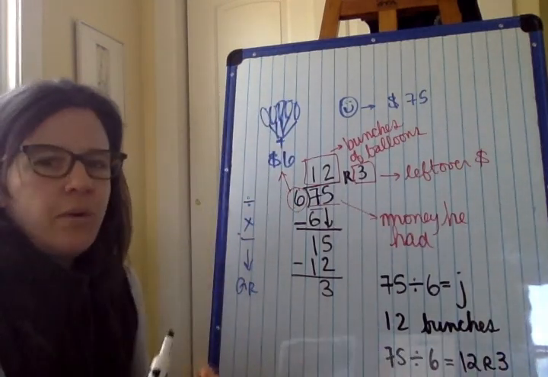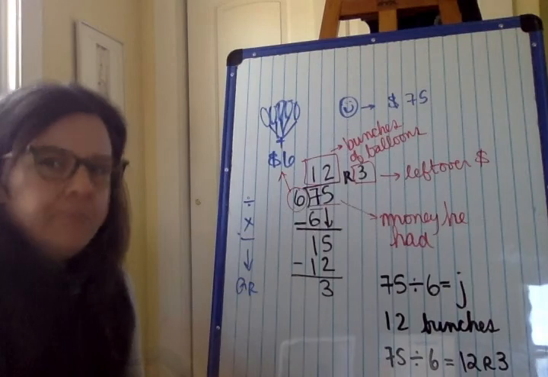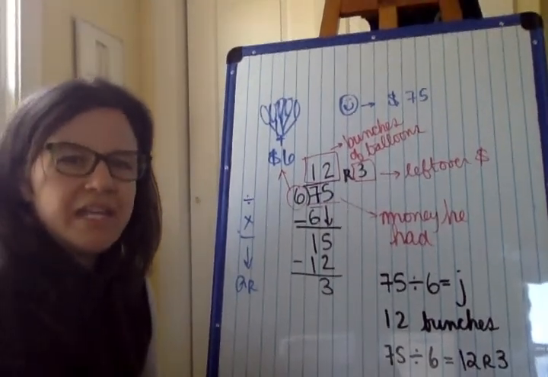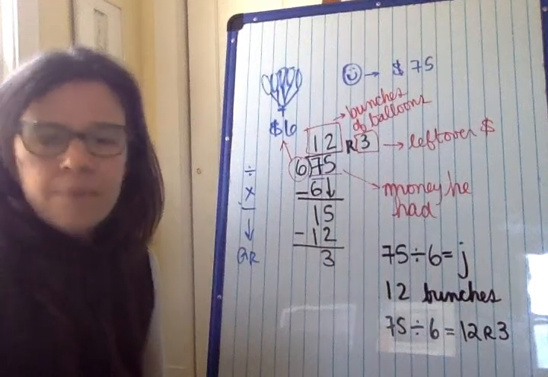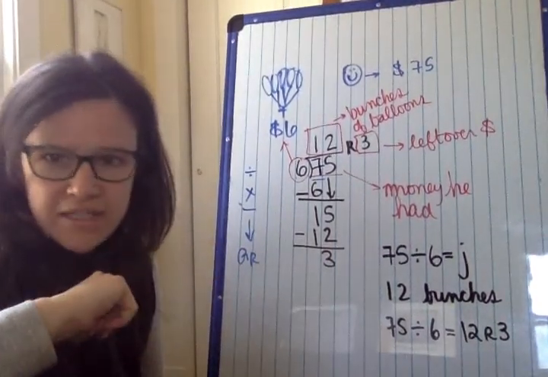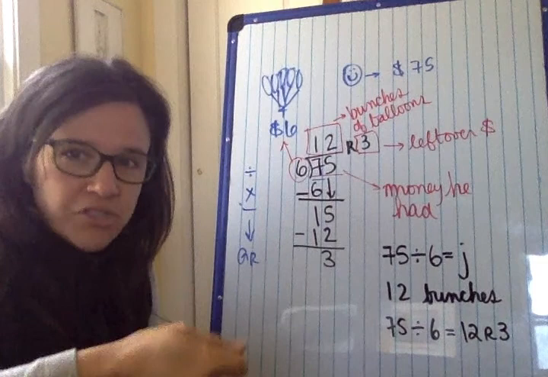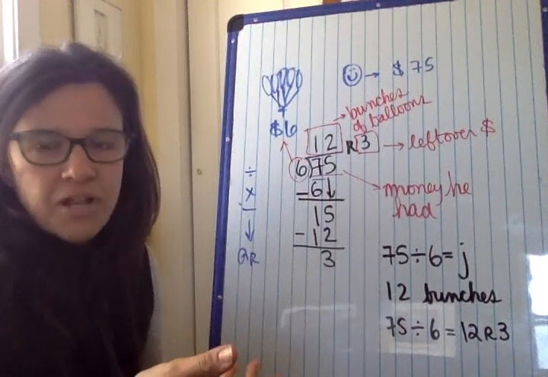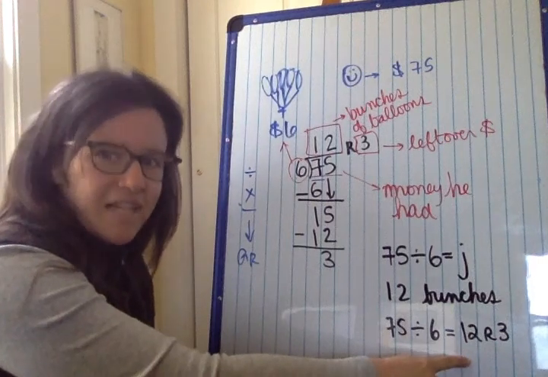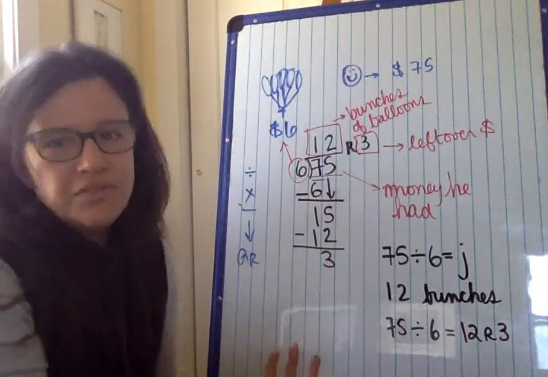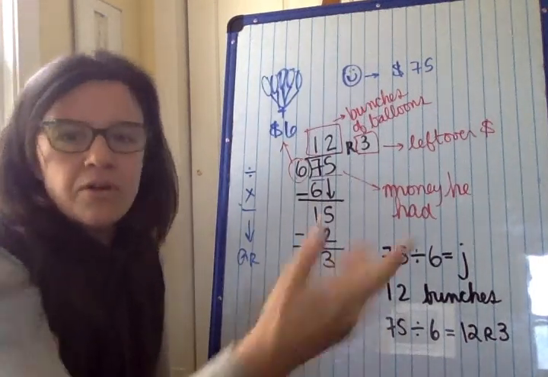But when it comes to what we're doing with that remainder, are we really paying attention to it? Do we need it? I mean, really, at the end of the day, we kind of ignored it. Those extra $3 are lovely and Jackson can spend them on something else, but when it comes to buying bunches of balloons, that $3 isn't particularly useful. So while our answer was 12 remainder 3, our practical, useful answer was 12. We just ignored that remainder.